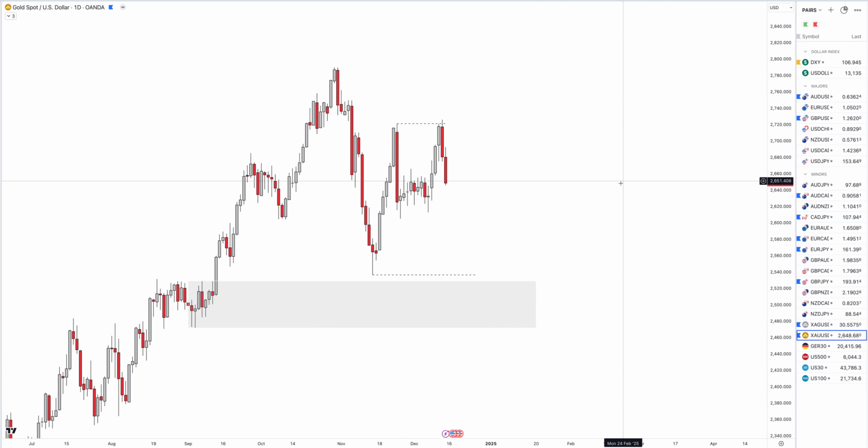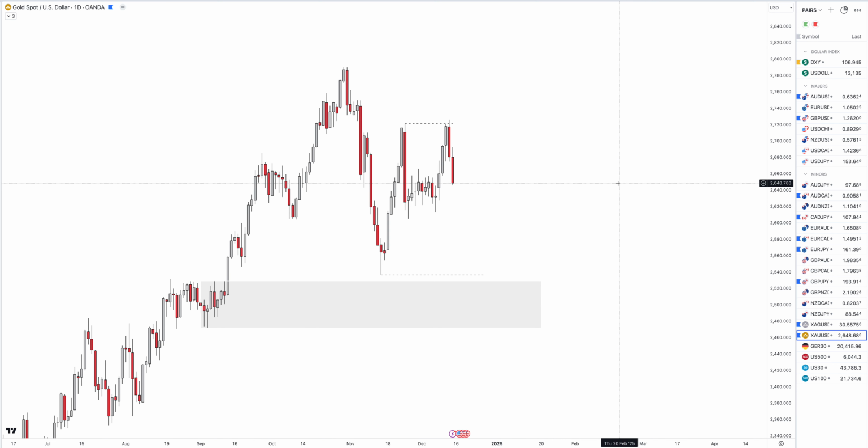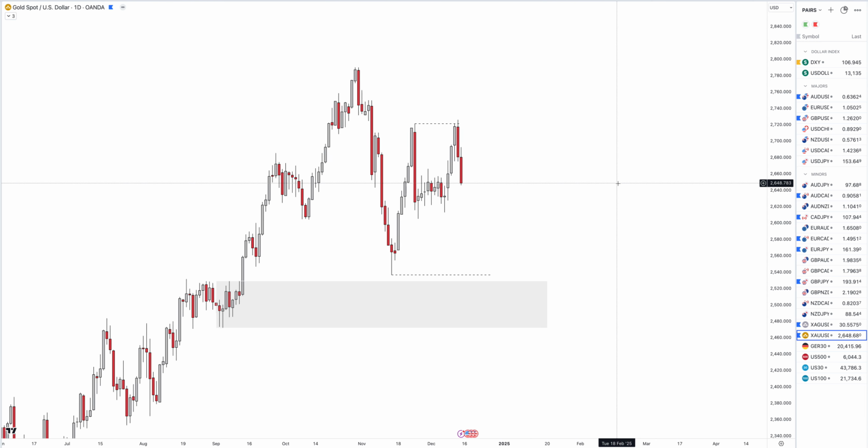So we've got some great opportunities for the last week of the year. Yes, I'm only going to be trading next week, and then that's about it for the year. And going to be starting to trade again on the 5th of January.